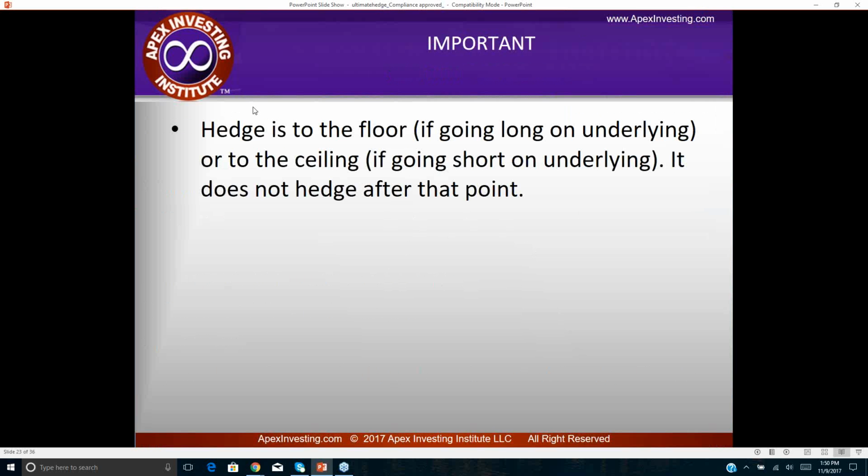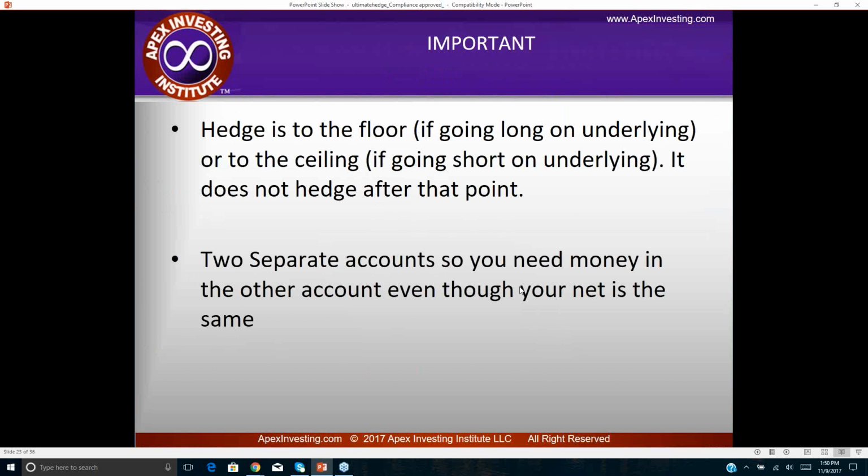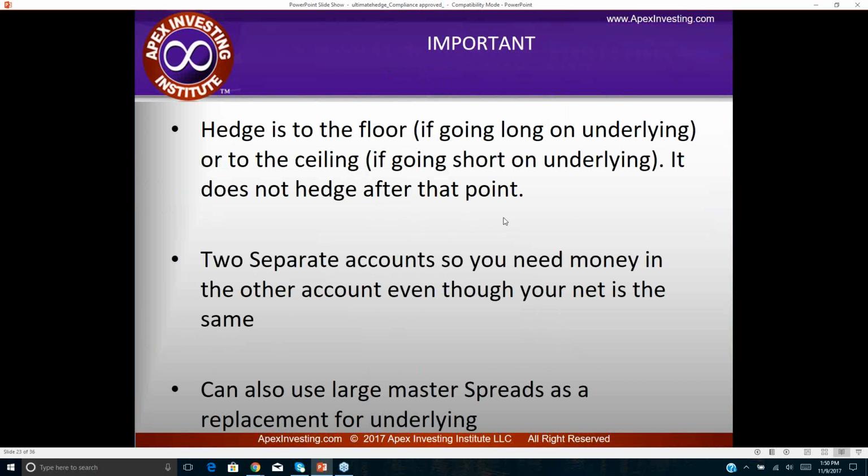So just keep in mind, your hedge is to the floor if you're going long or to the ceiling if you're going short. You've got to remember, you're hedged off dollar for dollar, $10 for $10, up to the top or bottom of that spread, depending on which way you are going.